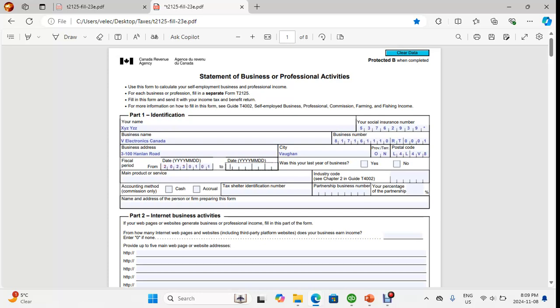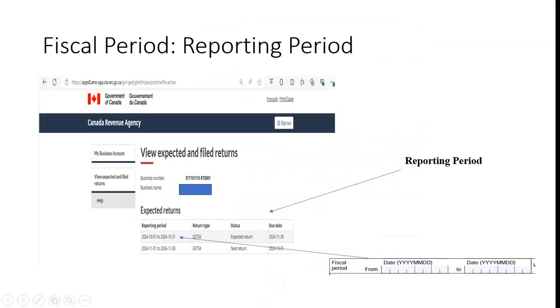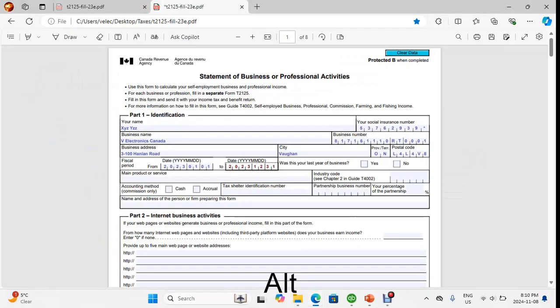Next you have 2023. Let's say this is for an entire year, so this will be 12/31, December 31st. When it comes to your reporting period, it's possible you might have a monthly reporting period based on how you pay your GST/HST. If you pay your HST every month, your reporting period will be 1 month. If you pay your HST every 3 months, or quarterly, your reporting period will be 3 months. If you pay semi-annually, it's 6 months, and annually, 12 months, and so on.